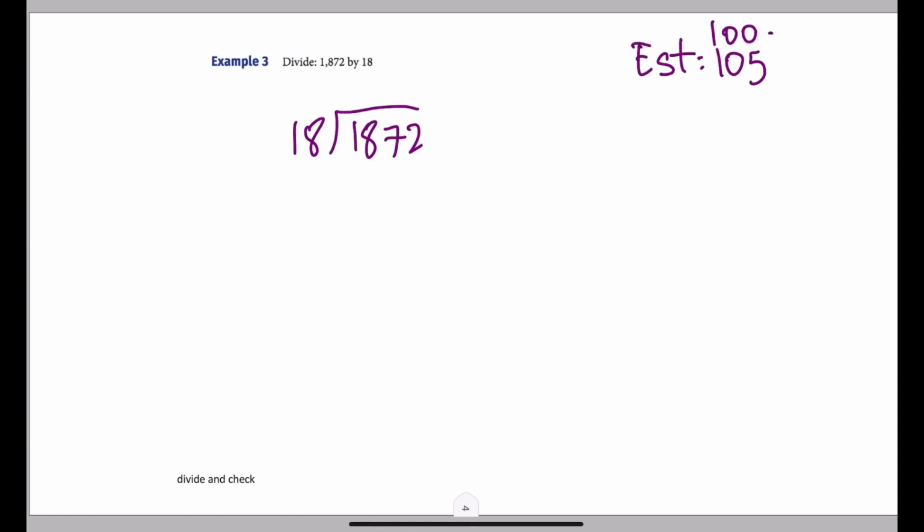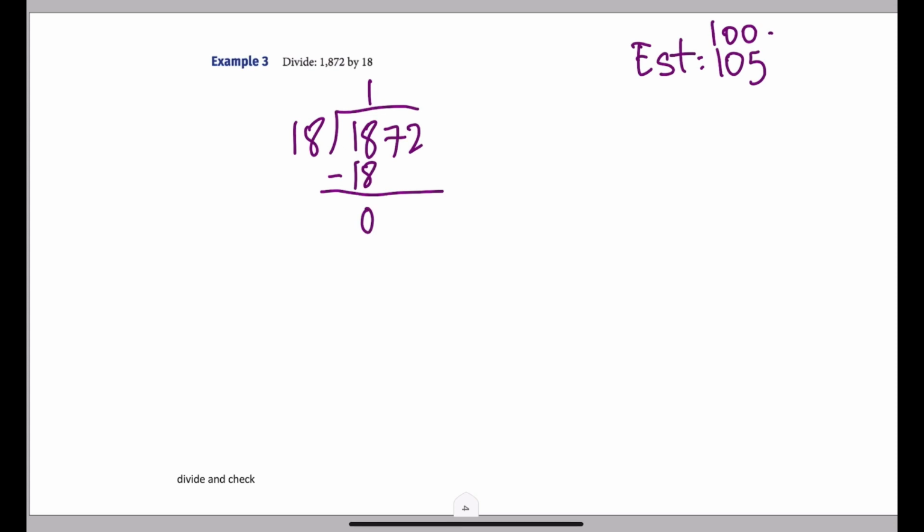No, it doesn't go into 1. Does it go into 18? Oh, how convenient. It goes in 1 time. 1 times 18 is 18. And then I'm going to take away that. I don't have anything left over. Does that mean I'm done?